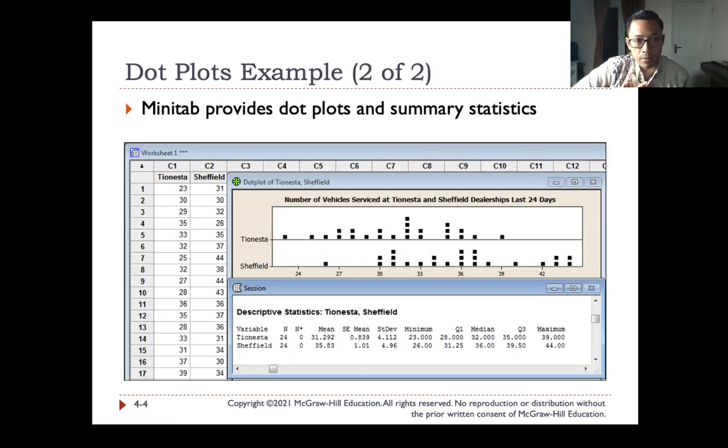Here we have an example of a dot plot using Minitab, and we can observe dot plots for both the Tionesta and the Sheffield. As you can see, the distribution of the observations between the Tionesta and the Sheffield is quite different. The distribution of the Sheffield is relatively to the right of the distribution of the Tionesta, and this is evident from the mean. The sample mean of the Sheffield is 35.83, and the sample mean for the Tionesta is 31.92. So you can see that the distribution of the Sheffield is to the right of the Tionesta, and it has a larger mean.